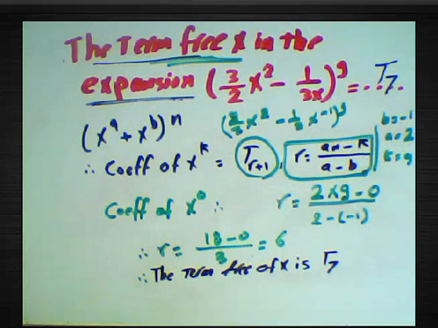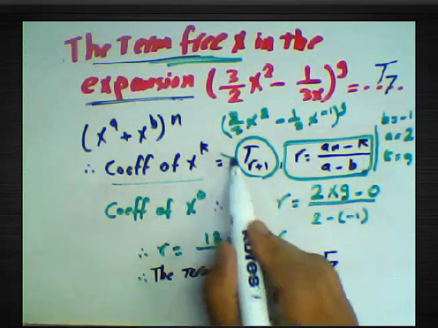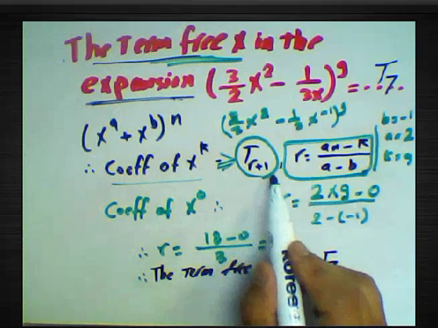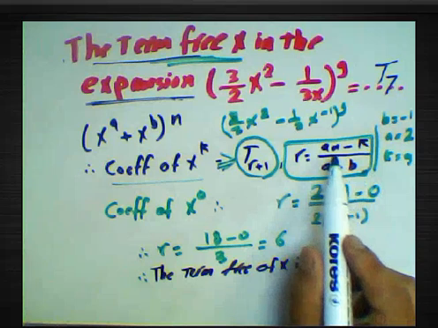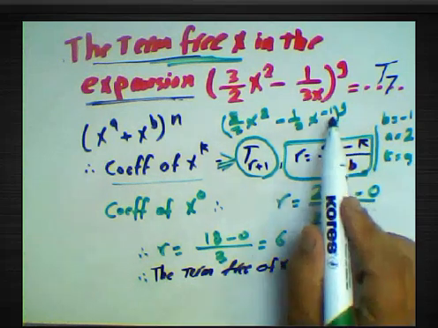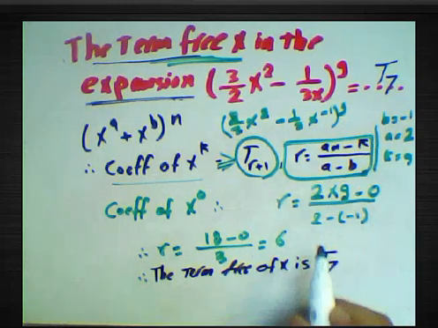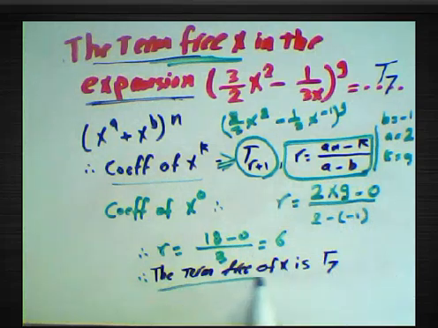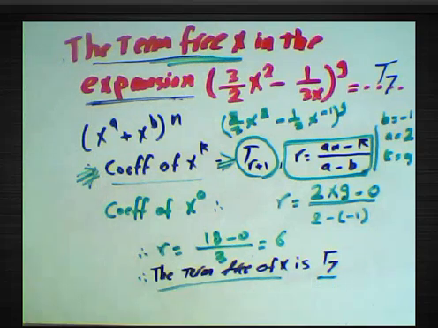Okay, you must keep in your mind this rule: the coefficient of x power k about term r plus 1, r will be equal to (a n minus k) over (a minus b). A refers to the power of x, and b refers to the power of the second term, x here. Then put it in the rule to find r, and then the term free of x equals T7. We can use this rule about coefficients in a lot of examples.